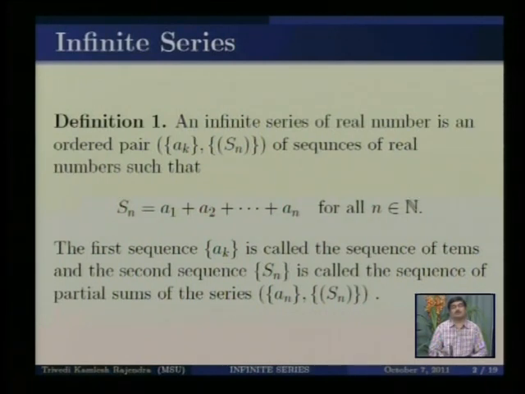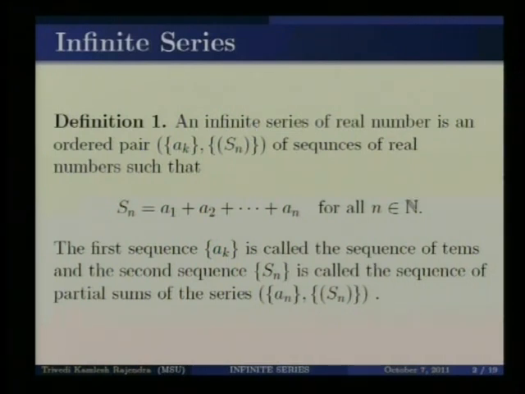There is a relationship between these two sequences, and that is the following: S_n is equal to the sum of the first n terms of the first sequence of the ordered pair. That is, S_n is equal to a_1 plus a_2 and so on up to a_n, for all natural numbers n. Here both these sequences have a specific name. The first sequence a_k is called the sequence of terms, and the second sequence S_n is called the sequence of partial sums of the series.